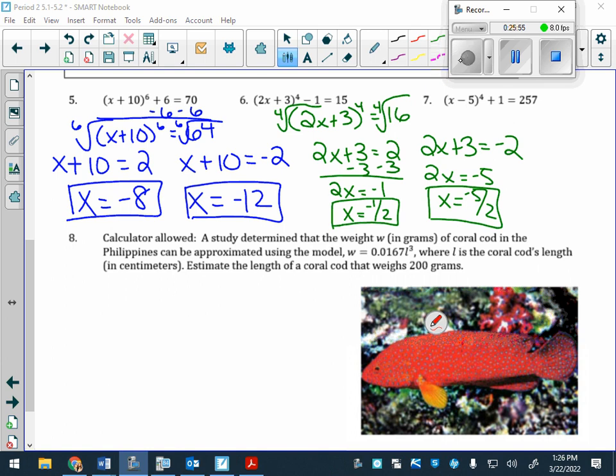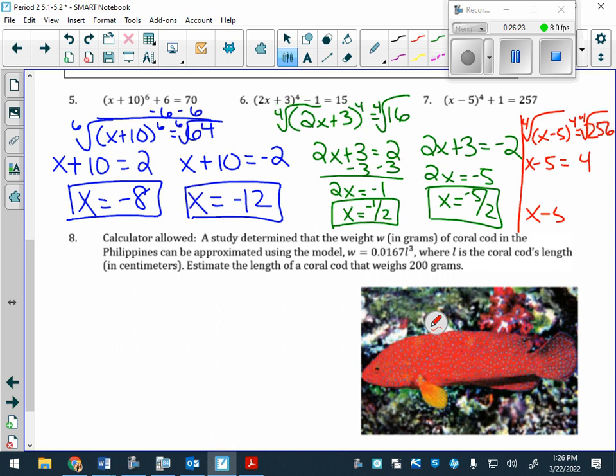All right. For number 7, what do you do first? Nolan, what do you do first? And what do we get? Then what do we do, Emma? Which is 4. So we have x minus 5 equals 4, and x minus 5 equals negative 4. So what are our two solutions? Esteban. 1 and 9. Good.